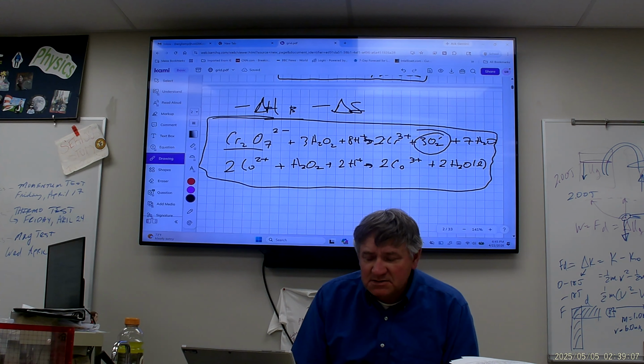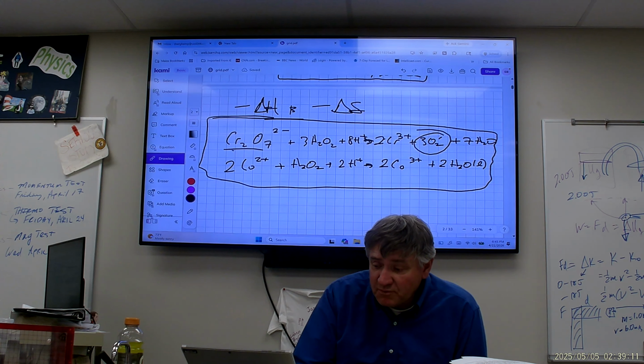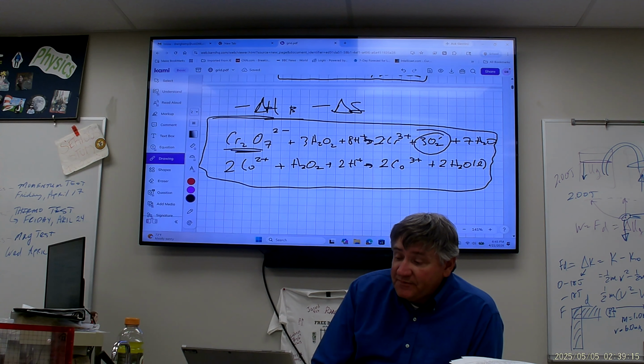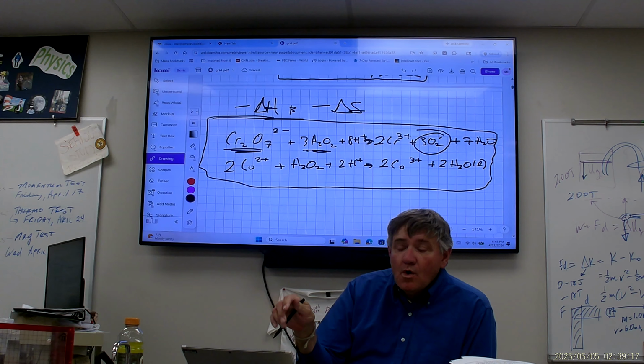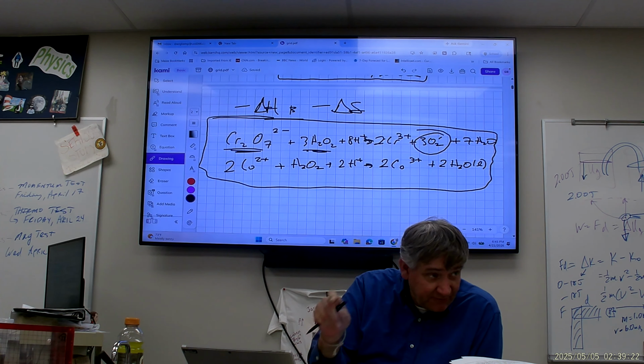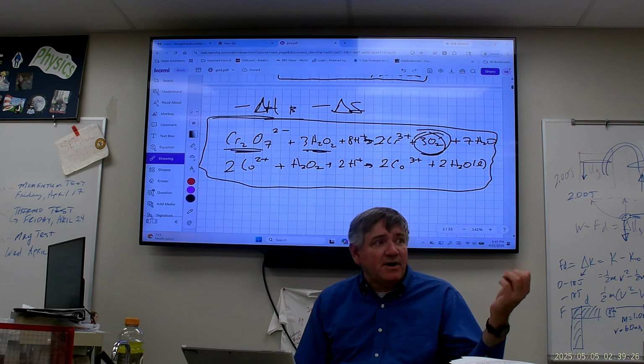Now, dichromate also has a very, very distinctive orange color. Okay? So if this reaction was happening, dichromate is very bright orange. If this reaction was happening, what would happen to the color of the solution? It would fade, right? And you would produce bubbles of oxygen.